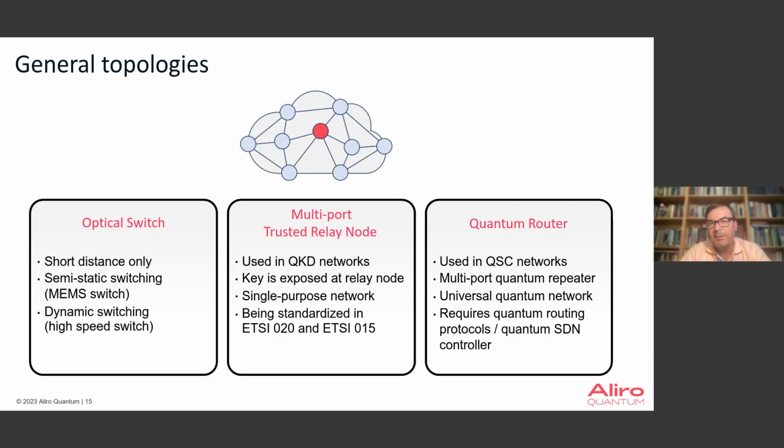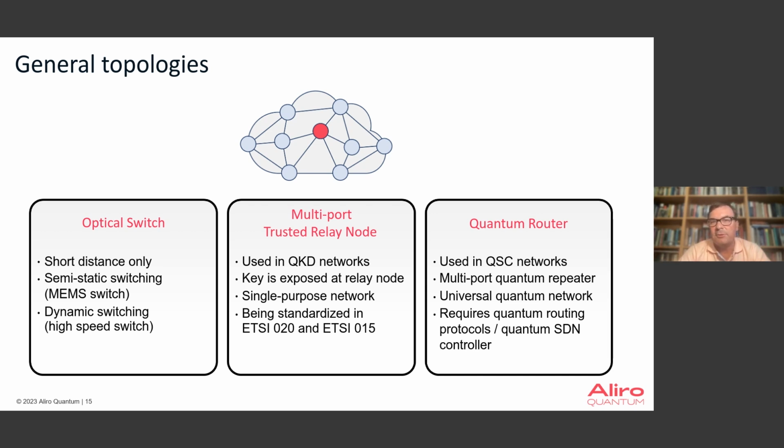Now, in the GÉANT topology that we looked at a couple of slides ago, the topology was a ring, which is very similar to a linear topology. If you have a more graph-shaped topology, such as the one shown here, then we need relay nodes that can have more than two interfaces and that can do some sort of routing functionality. This can be achieved in several ways.